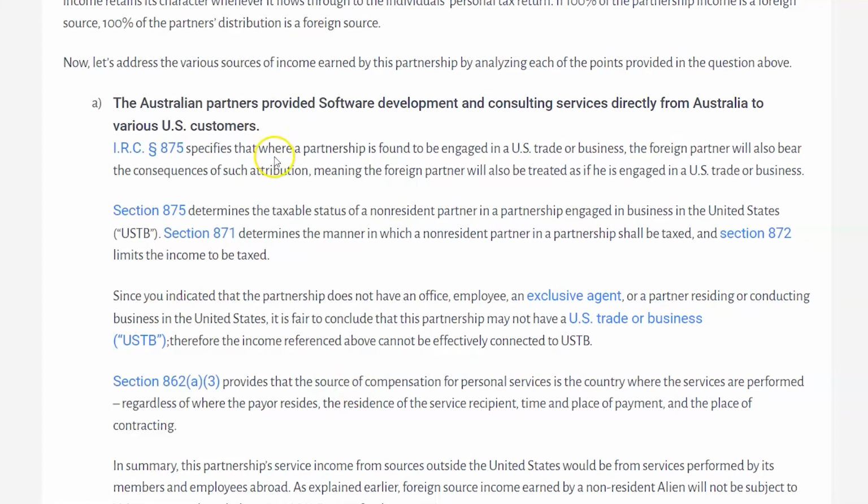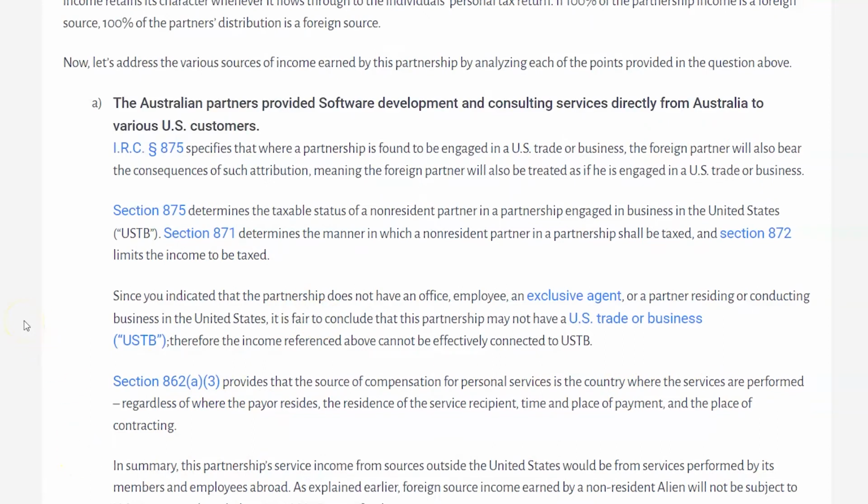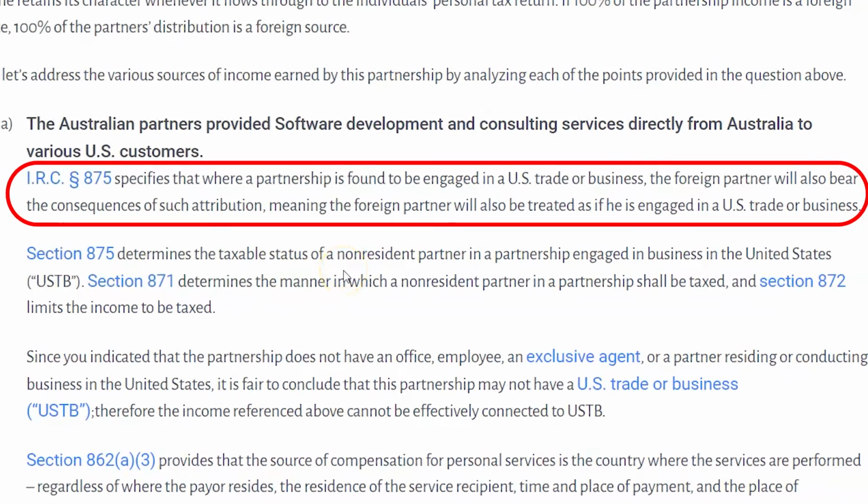Now let's look at some of the issues that were raised here. It said Australian partners provided software services and consulting services directly from Australia to US customers. So we're going to talk about the income sourcing rules. For services, what we should be concerned about is Internal Revenue Code Section 875. It specifies that where a partnership is found to be engaged in a U.S. trade or business, the foreign partner would also bear the consequences of such attribution, meaning that the foreign partner would also be treated as if he is also engaged in a U.S.